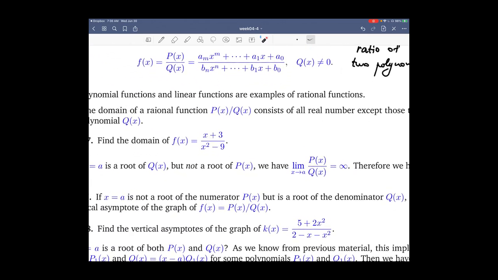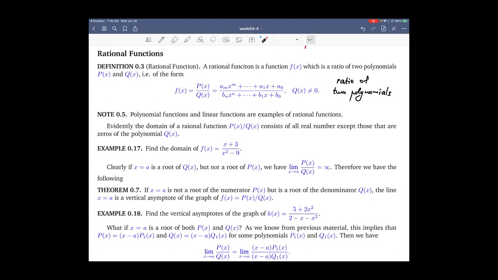For example, let us find the domain of this function, x plus 3 over x squared minus 9. If we do simple algebra here and write x plus 3 over x squared minus 9 as x plus 3 over x plus 3 times x minus 3. Now cancel the x plus 3, not forgetting to say that x plus 3 must be non-zero.